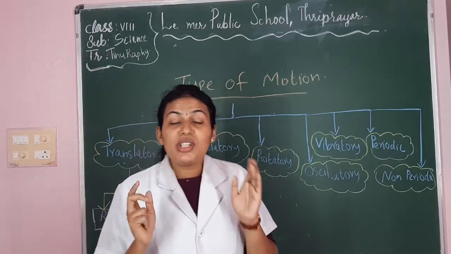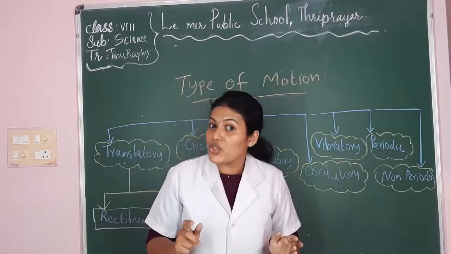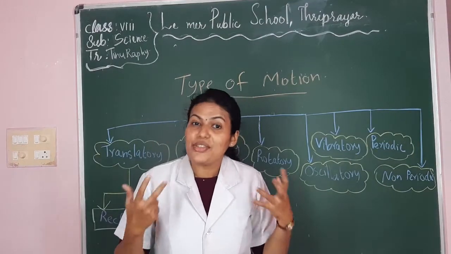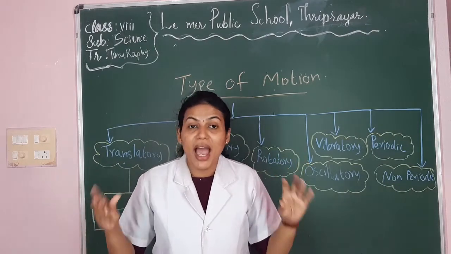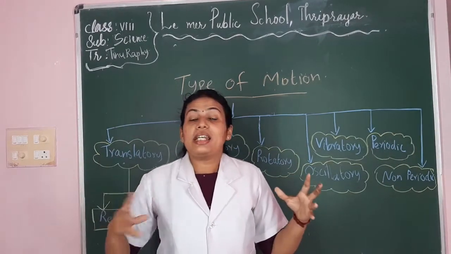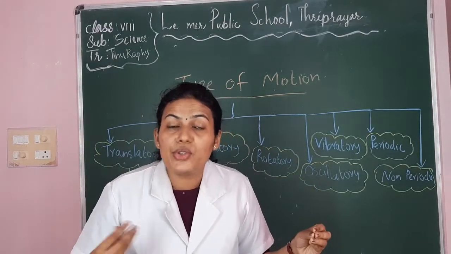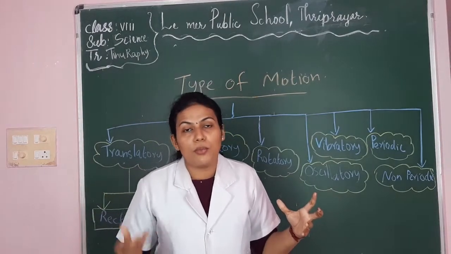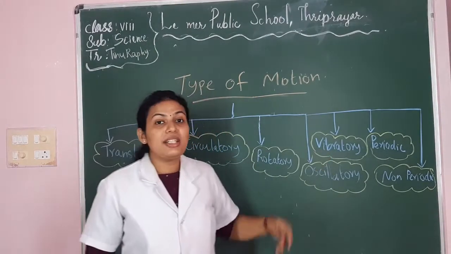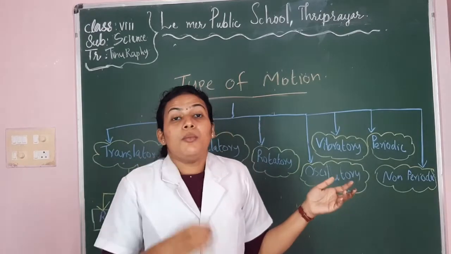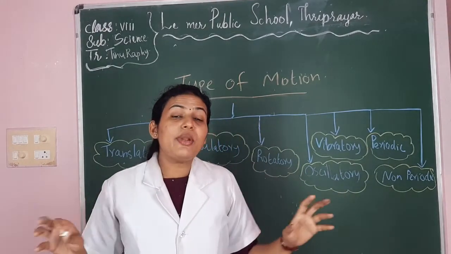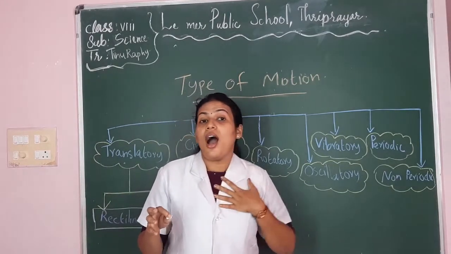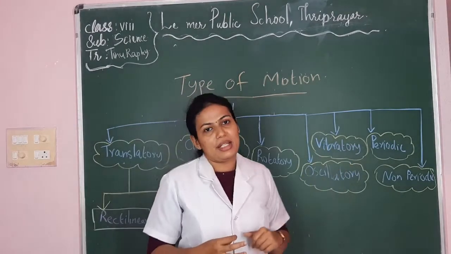An object is said to be in vibratory motion when the object moves in such a way that a part of the object always remains the same and does not move, while the rest of the part will be moving to and fro. They will show to and fro motion. An example of vibratory motion is the motion of a guitar string, as well as the movement in the heart. So these are examples of vibratory motion.